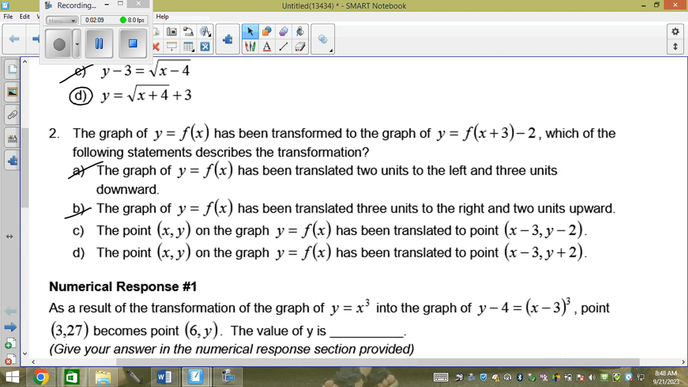And then I want to move 2 units down. Which one of these moves down? C or D? C. C.